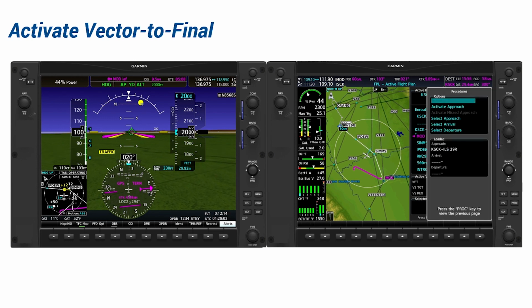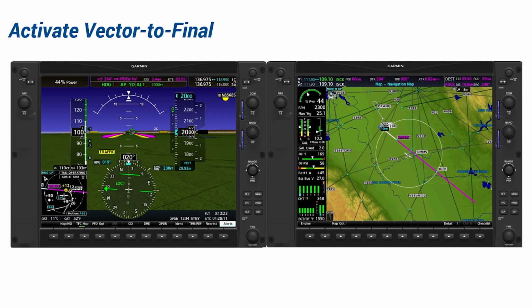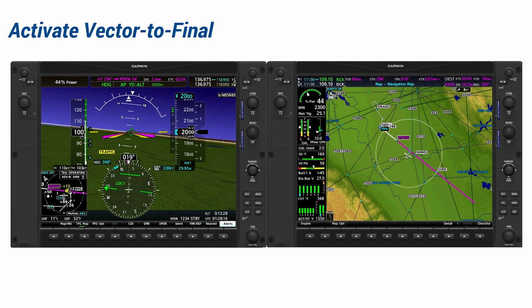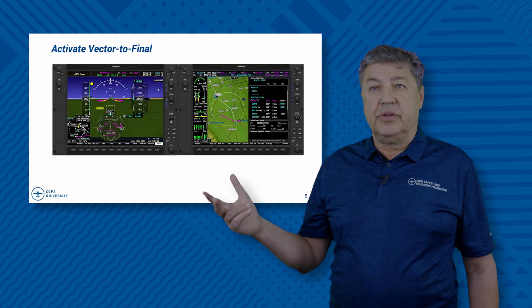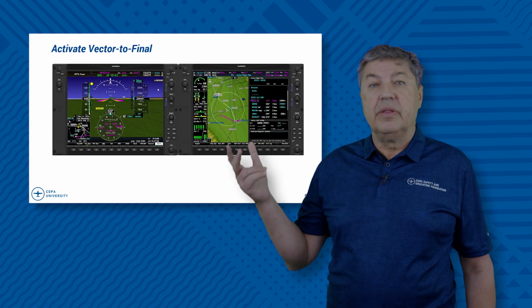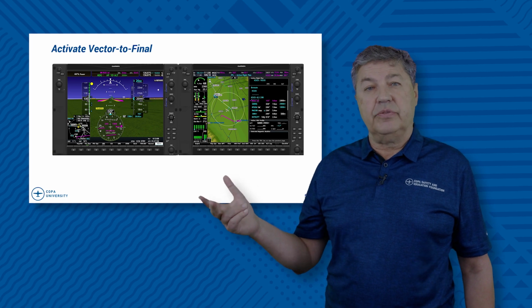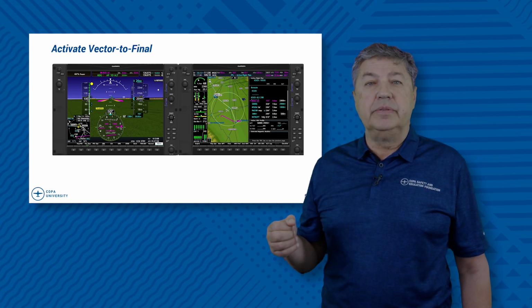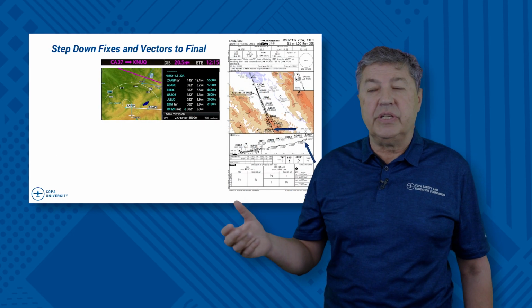Procedure, activate vector to final, and as soon as we execute that, we now have the final approach course on the HSI. We have the localizer, we switch to green needles, and we have the correct frequency in the nav radio. So with one action, Procedure, Activate Vectors, we accomplished three things. That may lead you to the conclusion that activate vector to final should always be used in that situation. Well, let's have a closer look at a different scenario.